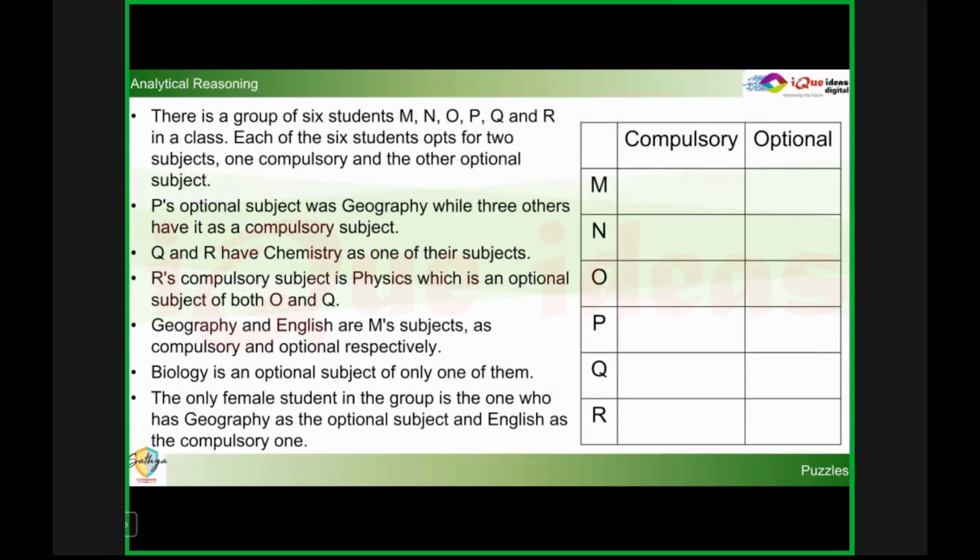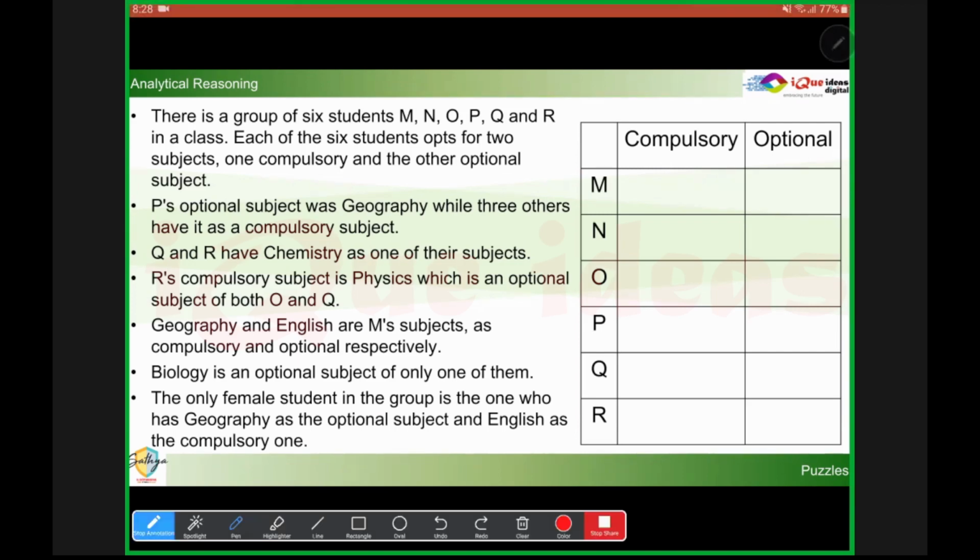So it says there is a group of six students, M, N, O, P, Q, R in a class. Each of the six students opts for two subjects. One compulsory, other optional. So, six log hai, sabko do-do subject pakadane hai. Usme se ek subject compulsory hoga, ek subject optional category mein jayega. So, I can create a simple table like this, where I simply put two columns and put a compulsory subject and an optional subject.